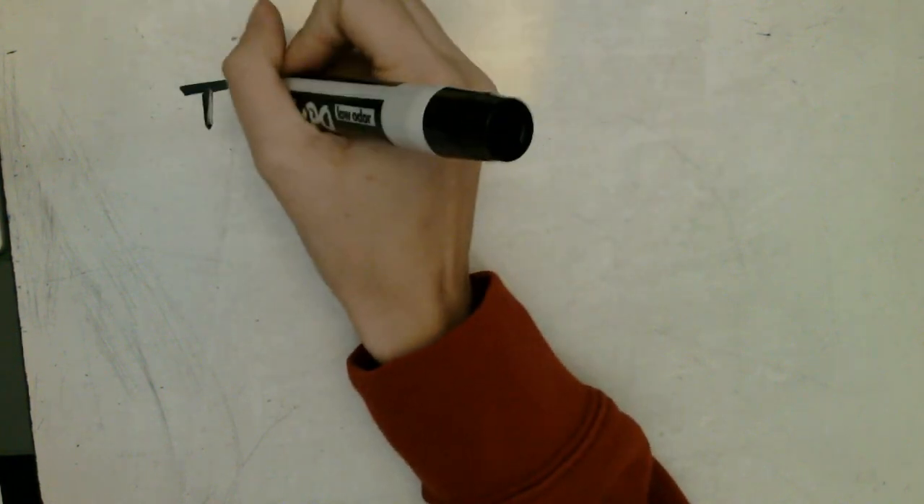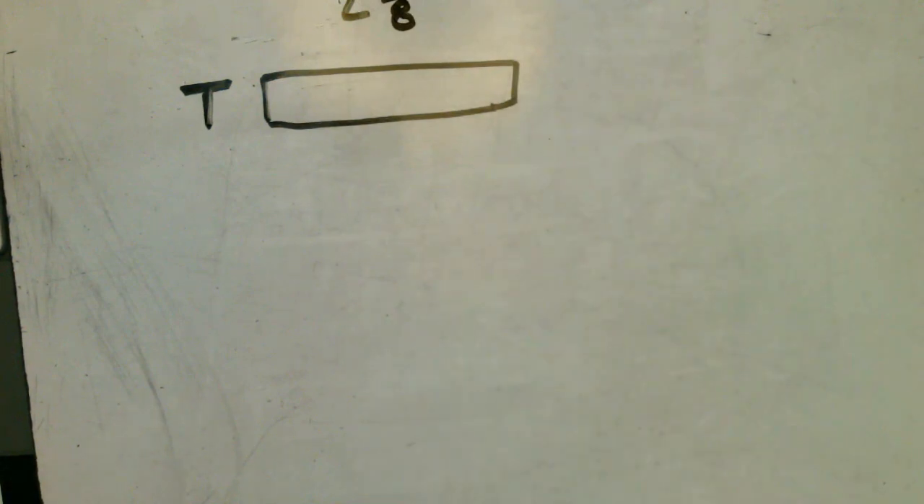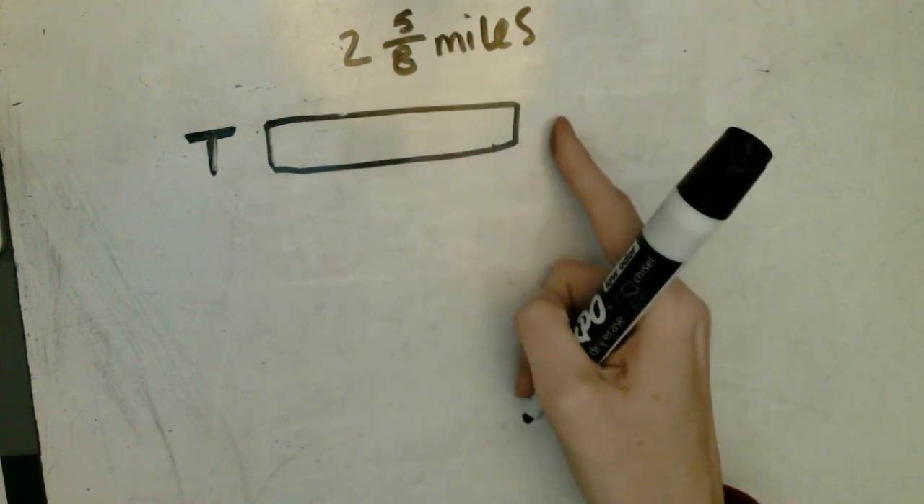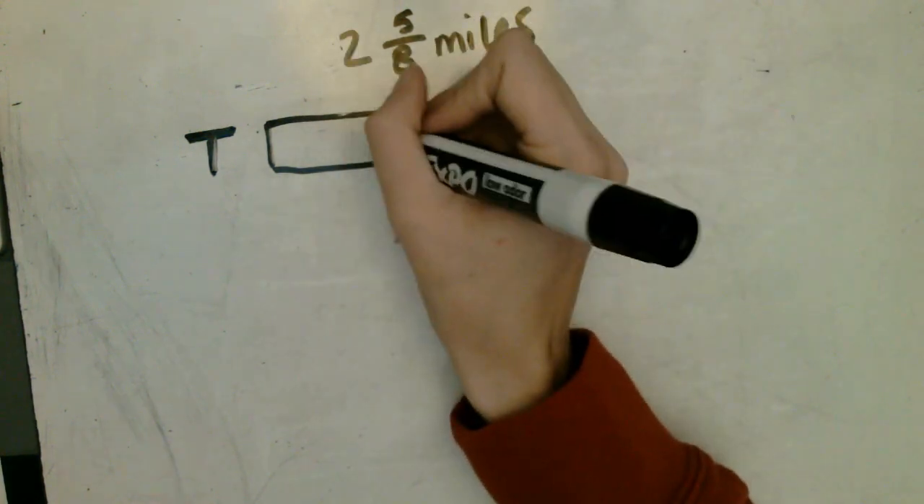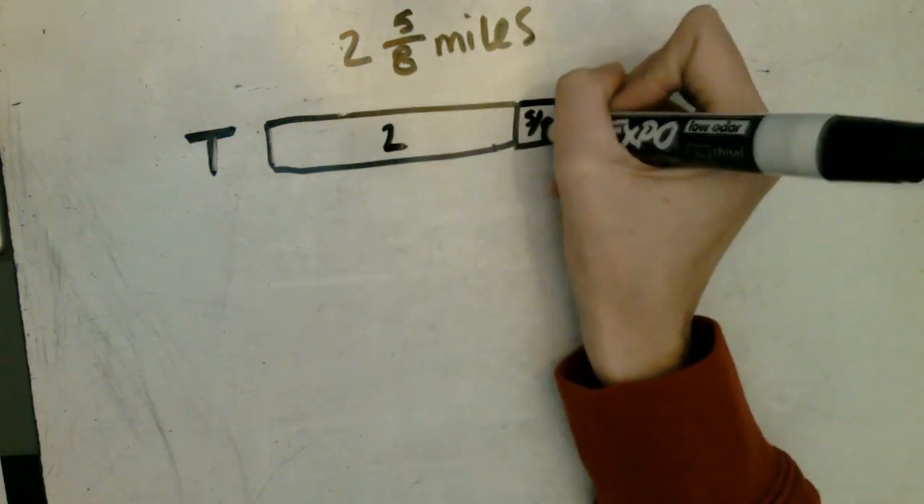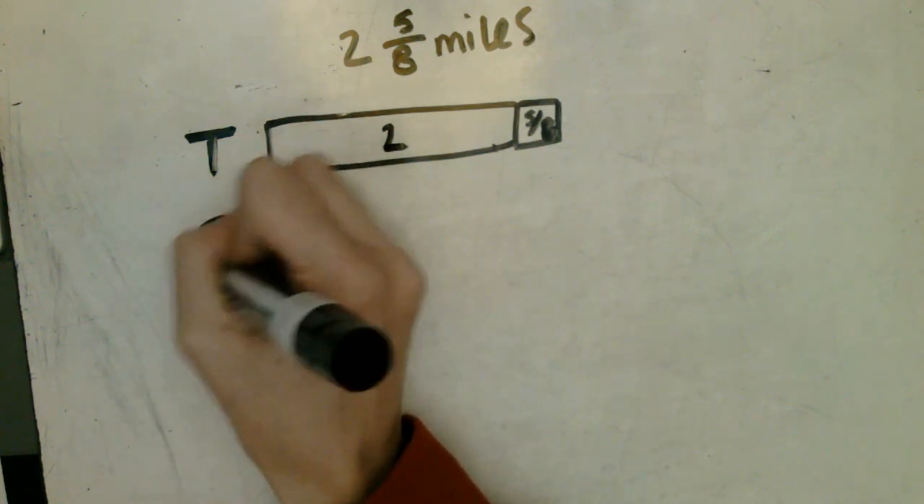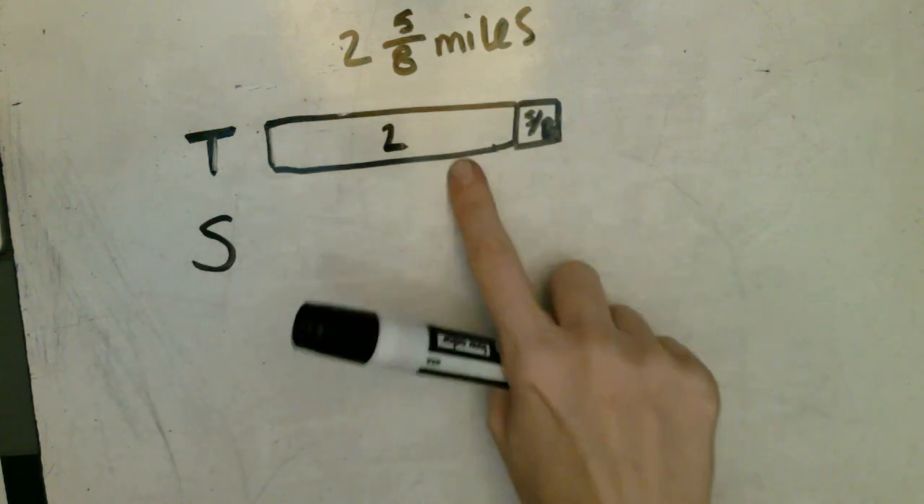Now, looking at the information in our problem, it's always smart to start with a picture. We know how far Tamika ran. I'm going to put a T for Tamika. In our problem, it told us that she ran 2 5/8 miles. So I'm going to write that up top. Let's take 2 5/8 and break it up into the whole number and the fraction for our picture. So we have 2 as our whole number and 5/8 as our fraction. Now, we know that Tamika's sister ran twice as much as Tamika did.